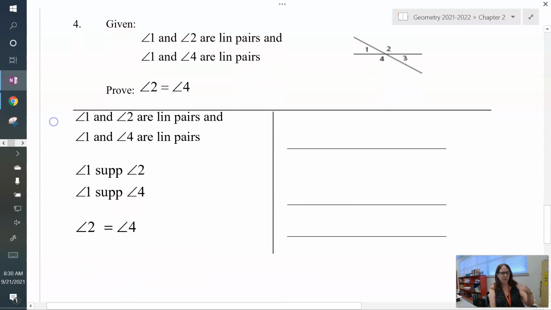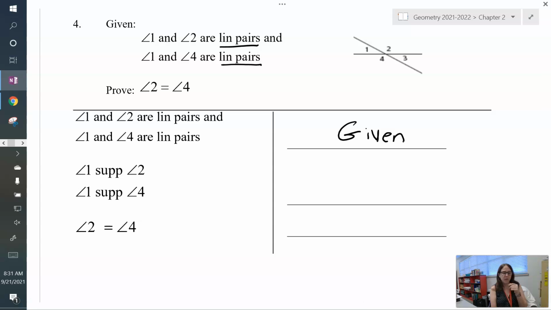Okay, here's another one. We are given that angle 1 and angle 3 are linear pairs, and angle 1 and angle 4 are a linear pair. So look at your picture. They did draw them. They look like linear pairs. First thing you're going to say is given. This time we put all the given up front.